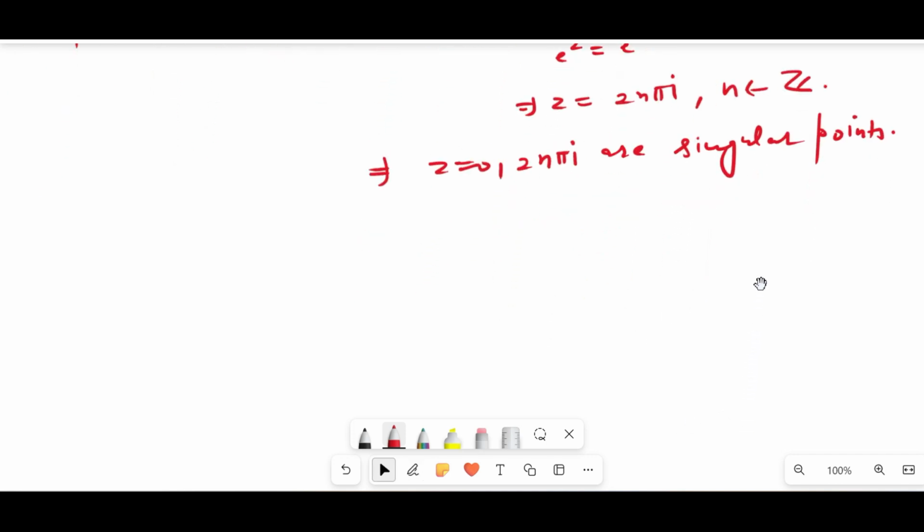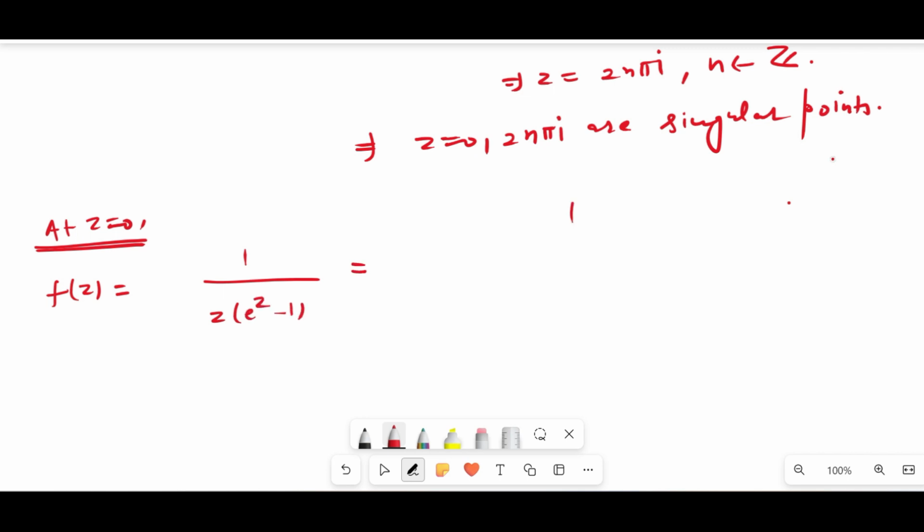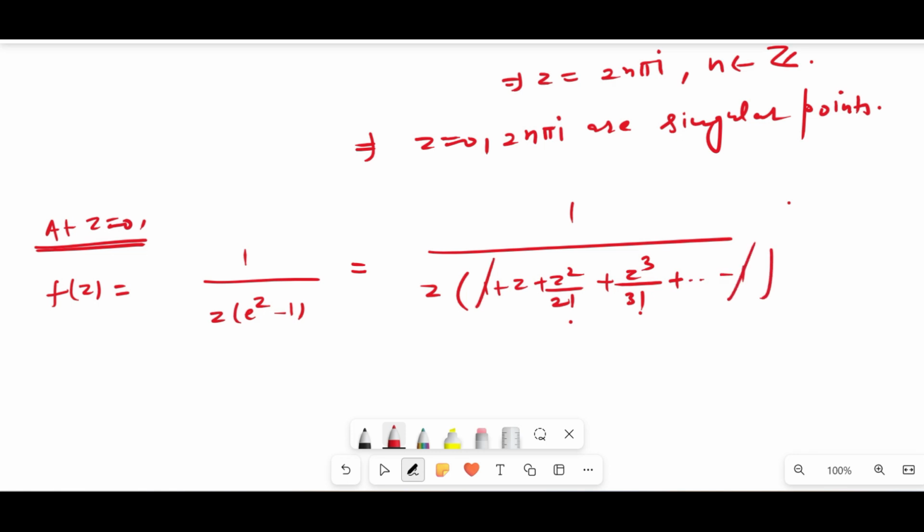Further, we need to find the residue at z is equal to 0. So at z is equal to 0, we need to calculate. First we can find the function f of z is 1 upon z times e to the power of z minus 1. By using the Taylor series expansion of e to the power of z, that is 1 plus z plus z square over 2 factorial plus z to the power of 3 over 3 factorial plus dot dot dot, minus 1. The 1 and minus 1 get cancelled out.